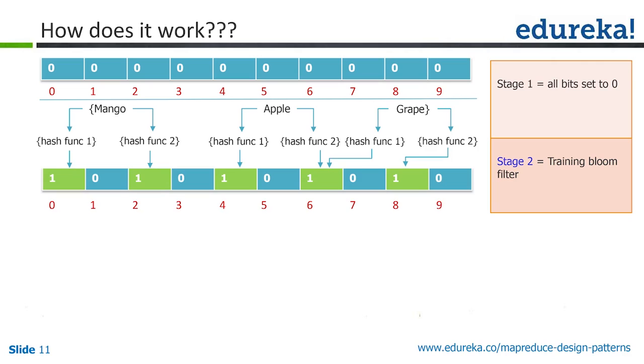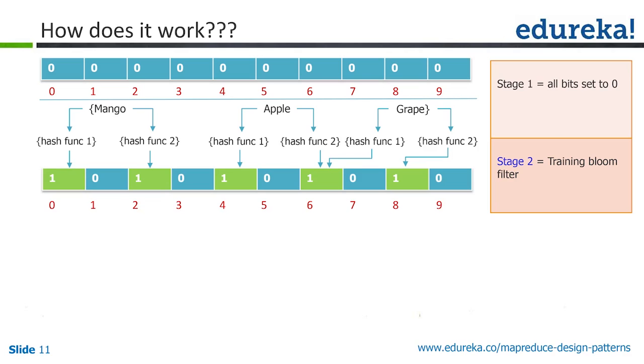Mango says that the indexes are coming in 0 and 2. Apple says the indexes are coming in 4 and 6. Grape says again it's coming in 6 and 8. That's not a problem. They can collide, they can overwrite. But the only one thing we have to make sure is the Bloom filter has an entry for mango, apple and grape in its corresponding vector.